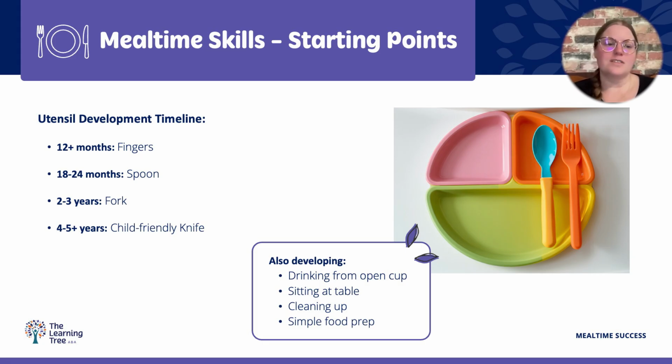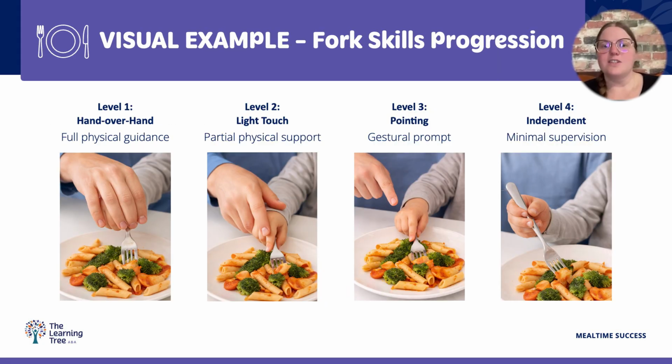So first, younger children are going to be practicing their fine motor skills with their fingers. And then at approximately 18 to 24 months, we can start practicing with a spoon. 2 to 3 years old, using a fork. And then 4, 5, and older, using a child-friendly knife. During this time, we're also developing drinking from an open cup, sitting at a table, cleaning up after ourselves, and simple food preparation. Here is a visual example for fork skill progression.